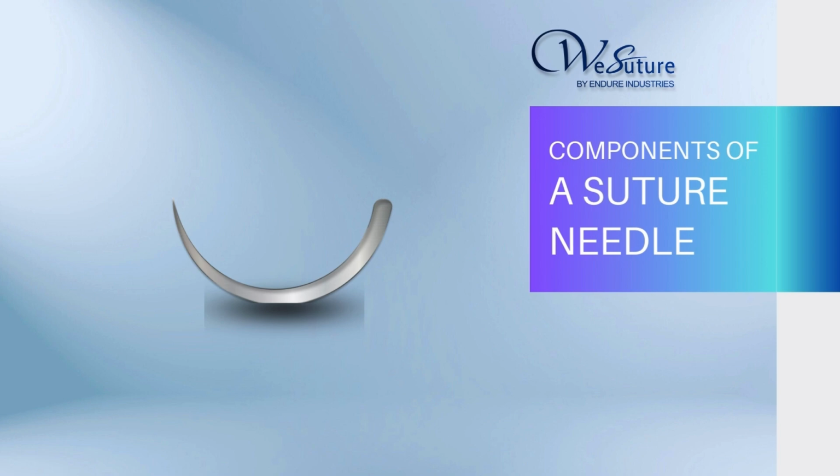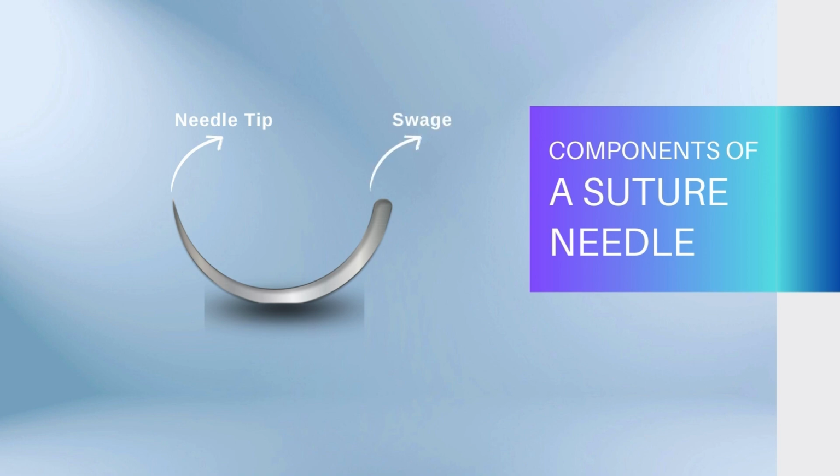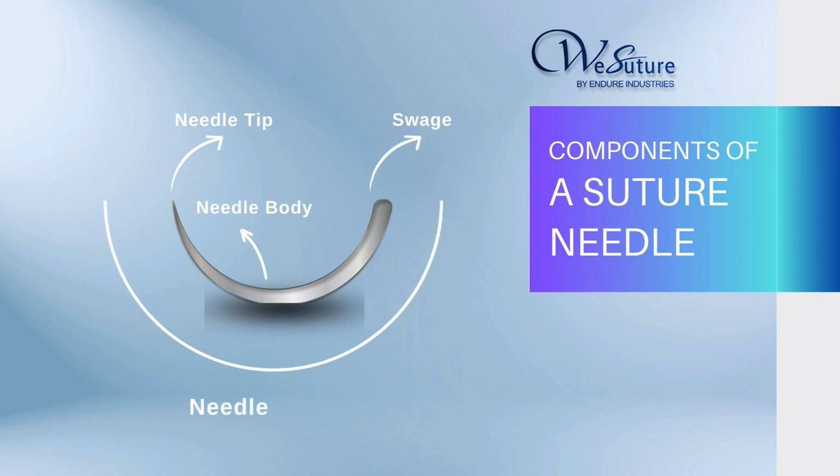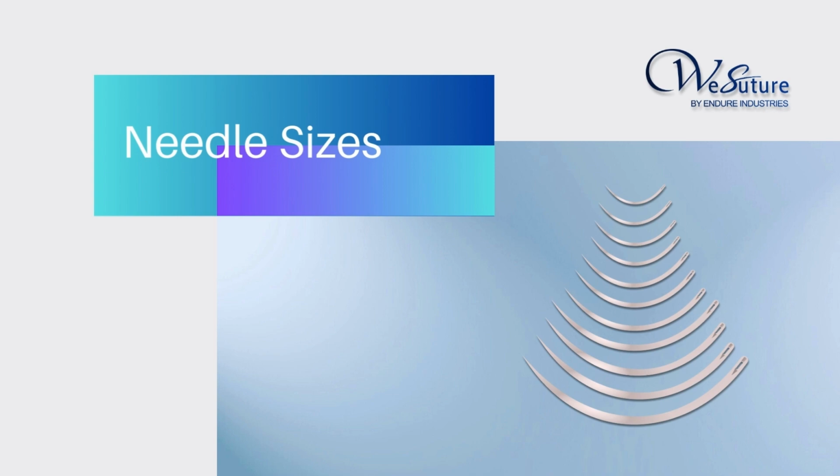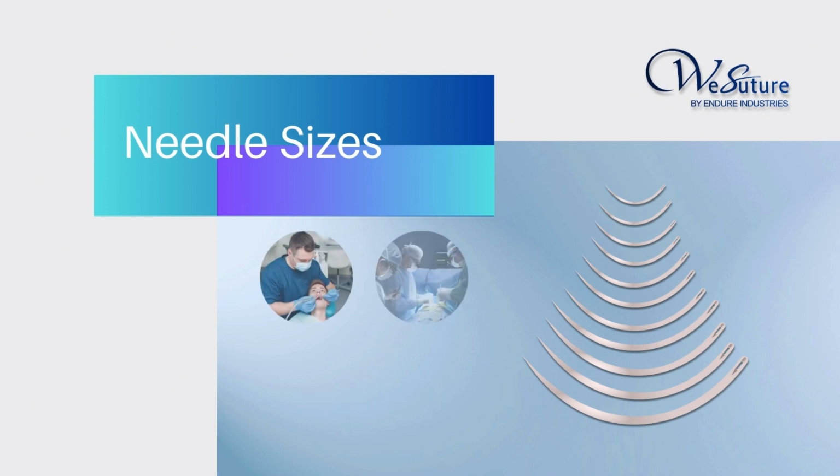Every needle consists of three main parts: the tip, the working end that penetrates the tissue; the swage, the opposite end where the suture material is attached; and the needle body, the section connecting the tip and the swage, which determines the needle's shape and function. The needle length is measured from the tip to the swage, typically along the curvature of the body. These needles come in various sizes, ranging from as small as 6 to 7 millimeters to as large as 30 to 37 millimeters, depending on the type of suturing required for a given procedure.